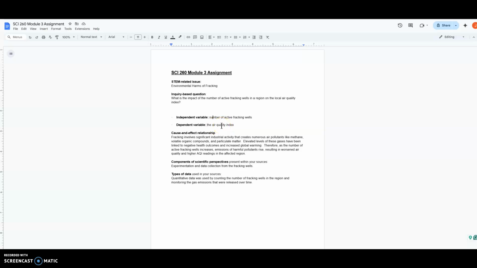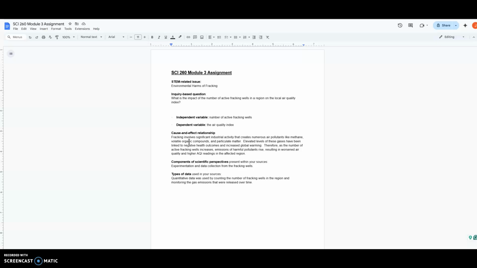So is it bad? Is it good? What gases are coming out? And that's where I talk about that in the cause and effect relationship part. So what I essentially am saying here is that as the number of wells increases, then more than likely there's going to be worse air quality because these wells produce numerous air pollutants.